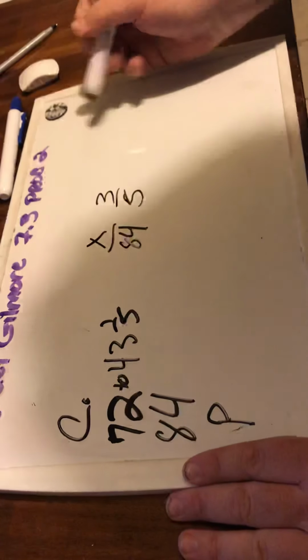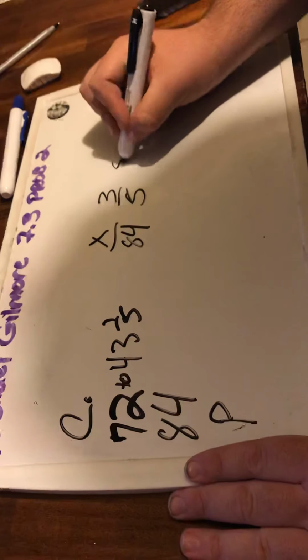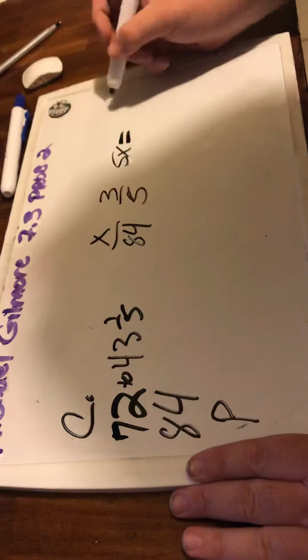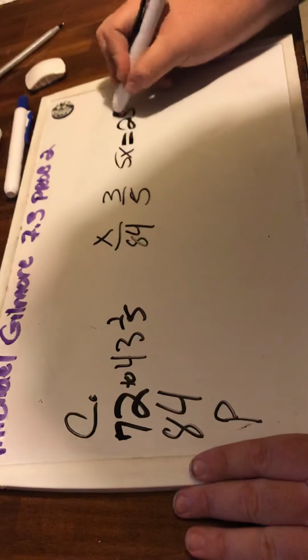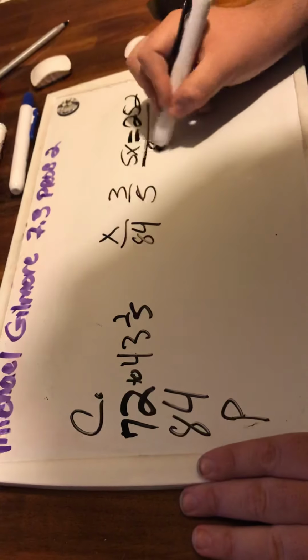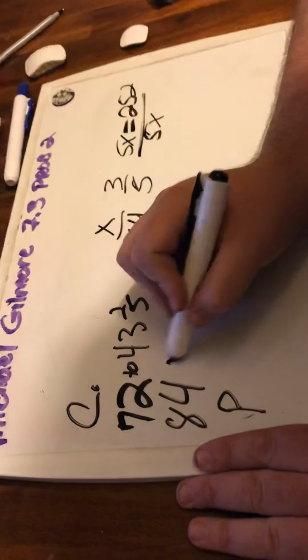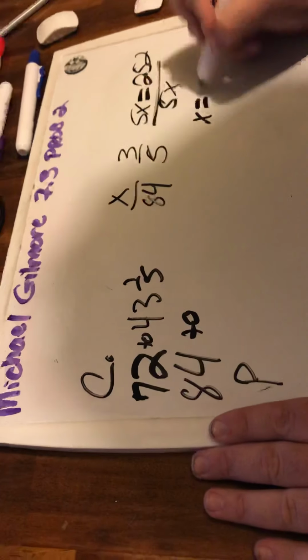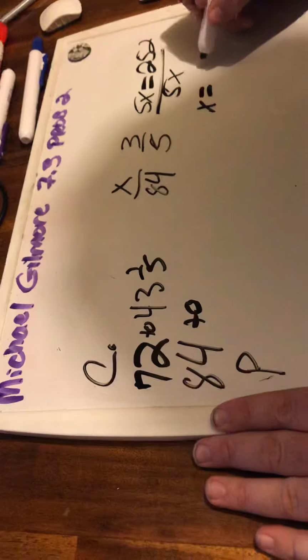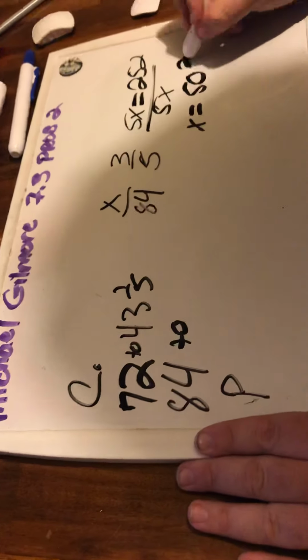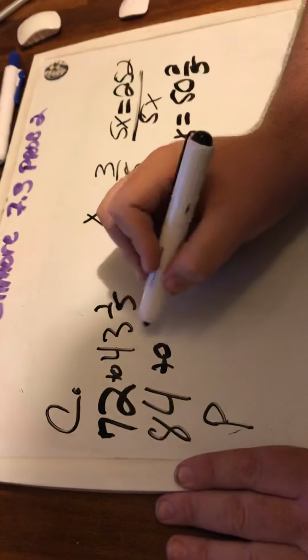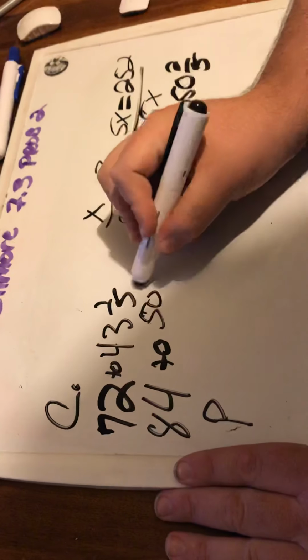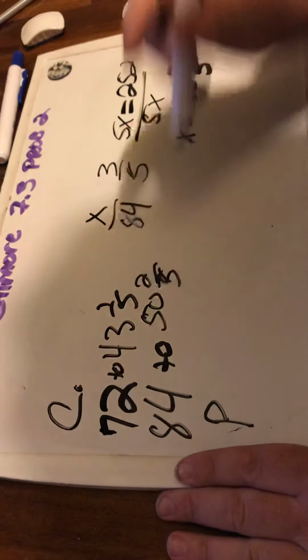And the same thing happens. We cross multiply and divide. We get 5x is equal to 252. We continue to divide by the whole thing, and we're going to get x is equal to 50 2/5. So we're going to write 50 2/5 right here to complete that part of the ratio.